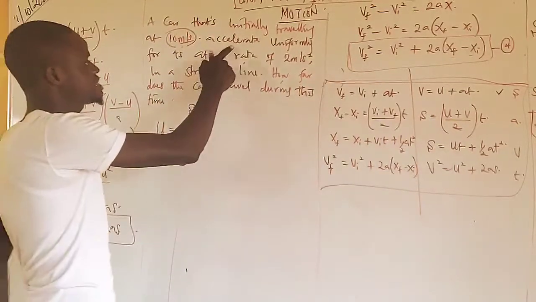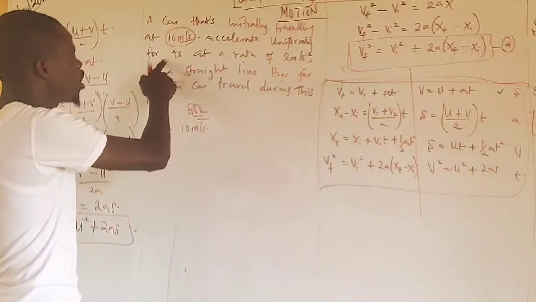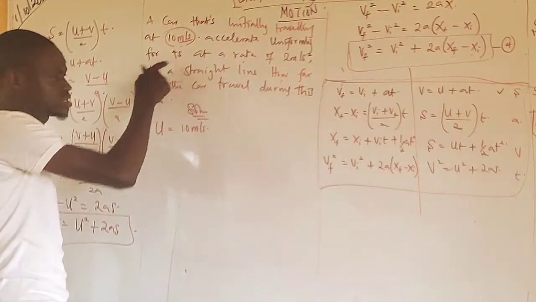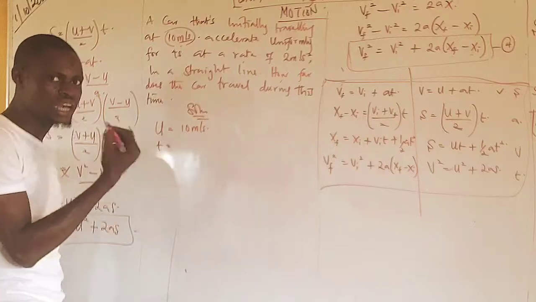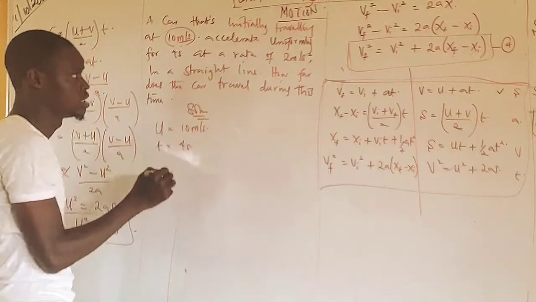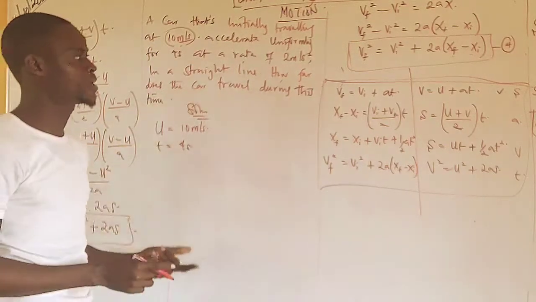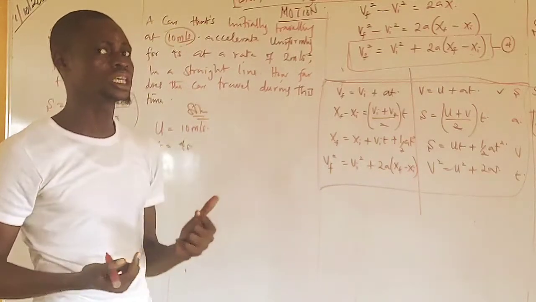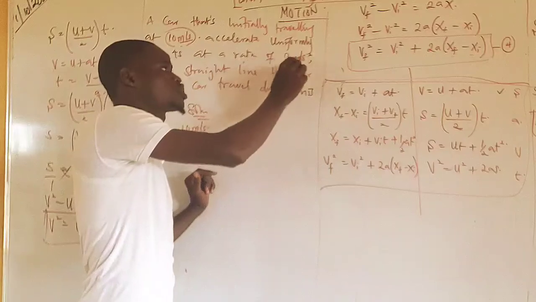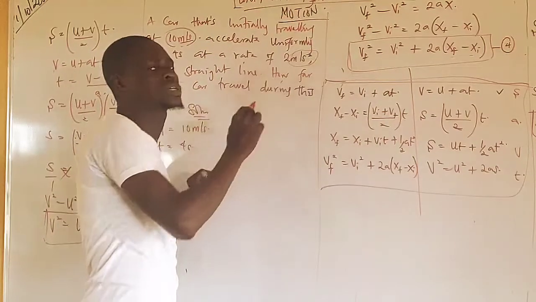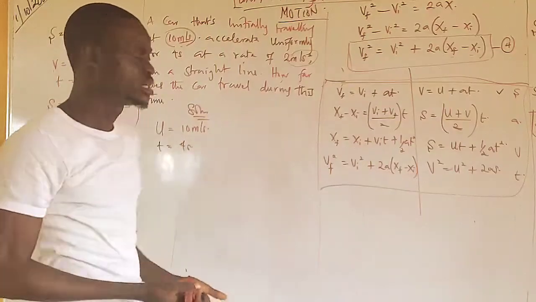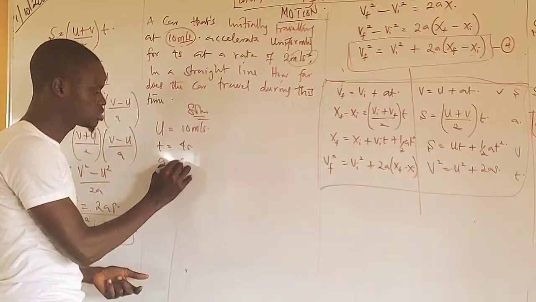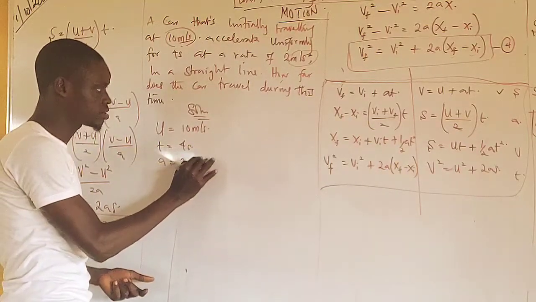They said the car accelerates uniformly for how many seconds? 4 seconds. So the time taken for the car to accelerate is 4 seconds at a rate of 2 meters per second squared. Sometimes I use the unit to understand the quantity given. This is 2 meters per second squared, indicating acceleration. Now, the acceleration of the body is equal to 2 meters per second squared.